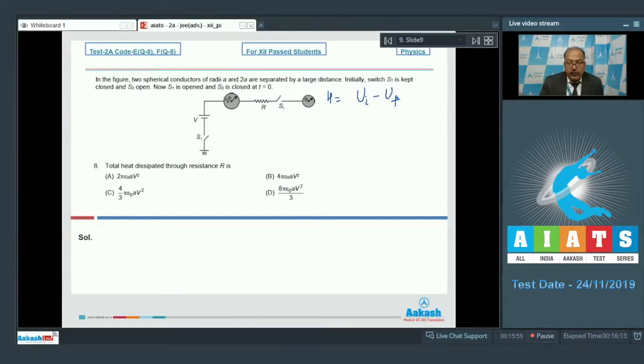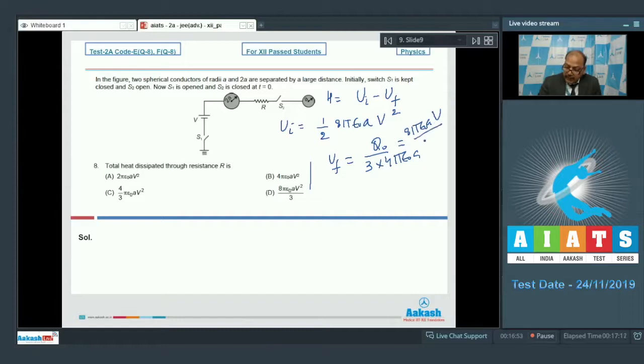Now the value of Ui is equal to half the capacitance, which was 8 pi epsilon naught A into V square, and the final potential is Q0 by 3, which is the charge here we just found out, divided by its capacitance, which is 4 pi epsilon naught A. Let's put the value of Q0. Q0 was 8 pi epsilon naught A into V divided by 3 into 4 pi epsilon naught A.